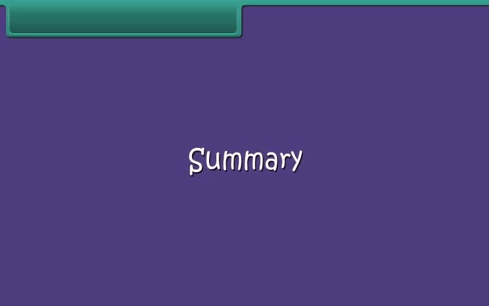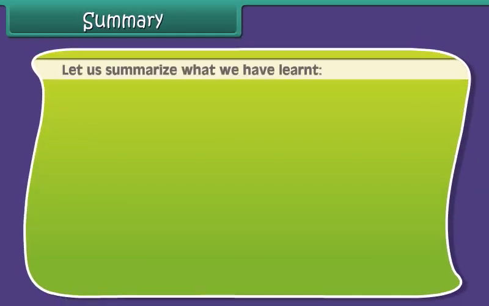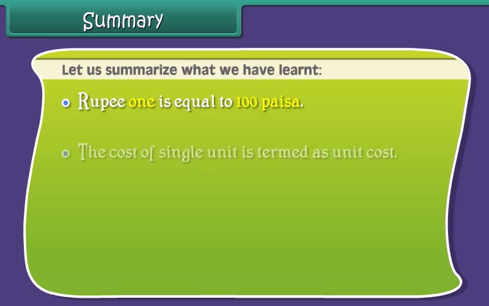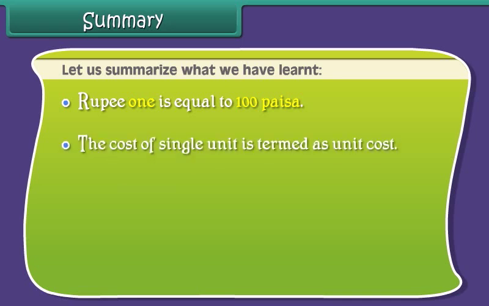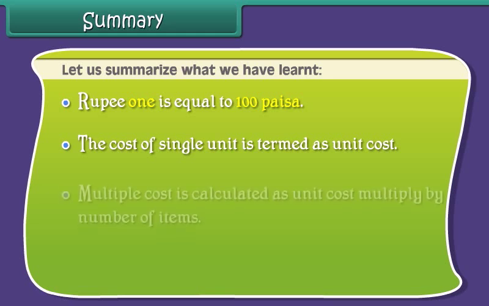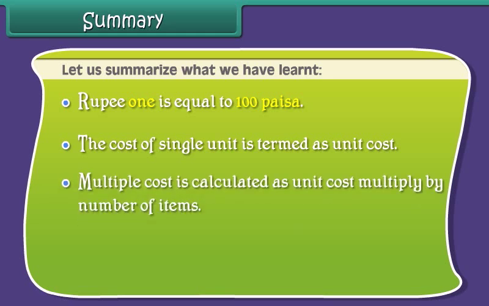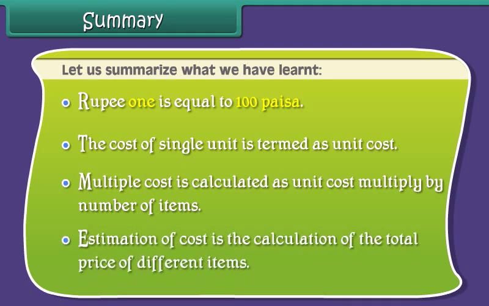Summary. Let us summarize what we have learned. Rupee 1 is equal to 100 paisa. The cost of single unit is termed as unit cost. Multiple cost is calculated as unit cost multiplied by number of items. Estimation of cost is the calculation of the total price of different items.